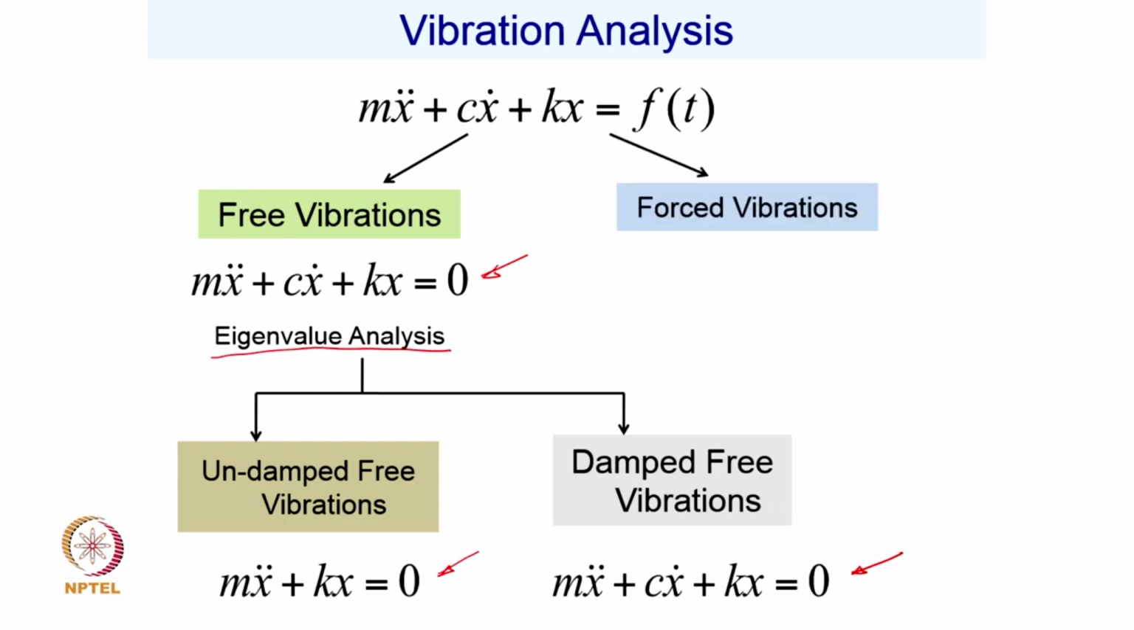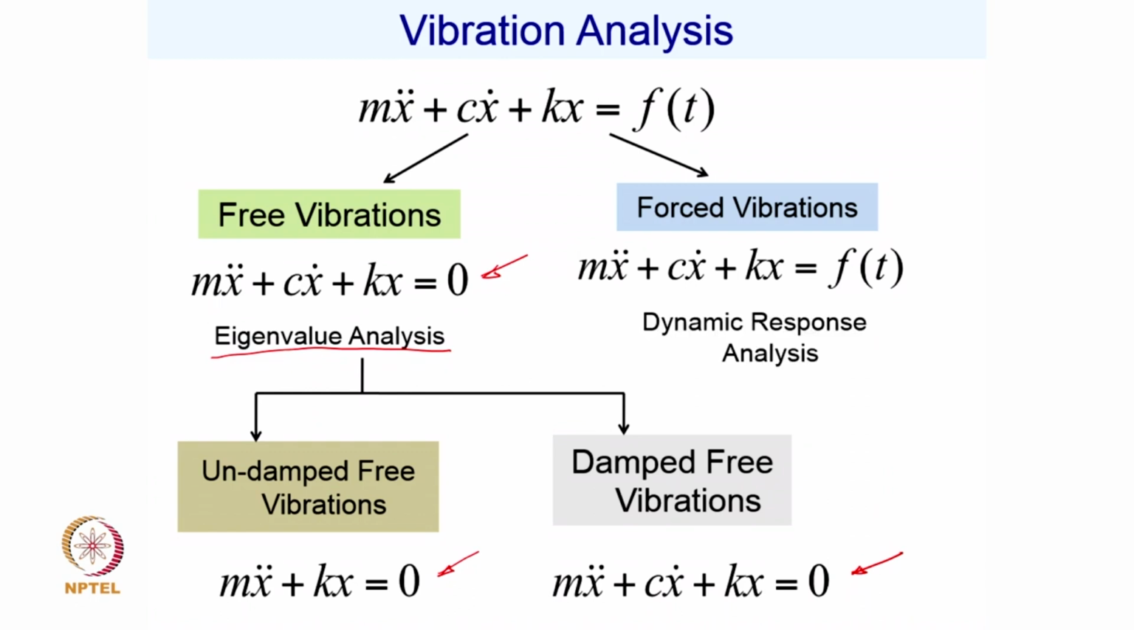The other way is to retain the right hand side forcing term, and then you are essentially investigating the vibratory response for forced excitation, and then the equation gives you the forced vibration response of the system. So, you retain the right hand side term and then analyze or solve this equation for getting x of t, and the analysis is typically called the dynamic response analysis.